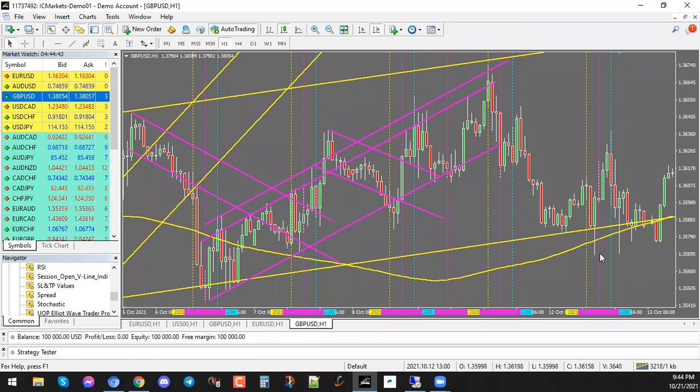Okay, so try to identify your trend lines as quickly as you can. The earlier you're able to identify a trend line, the better it will be for you. It will give you a lot of power throughout the course of your trading days.